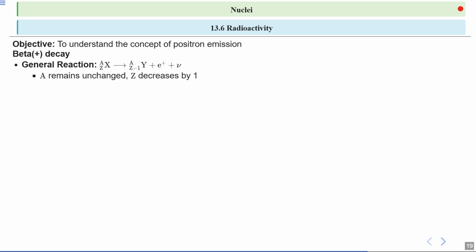Notice how in this reaction mass number A stays the same, but the atomic number Z decreases by 1. This means the element changes to a different one with one less proton. Example: sodium-22 undergoes beta plus decay and turns into neon-22 by emitting a positron and a neutrino. Sodium has 11 protons and neon has 10 protons. So the atomic number decreases by 1.